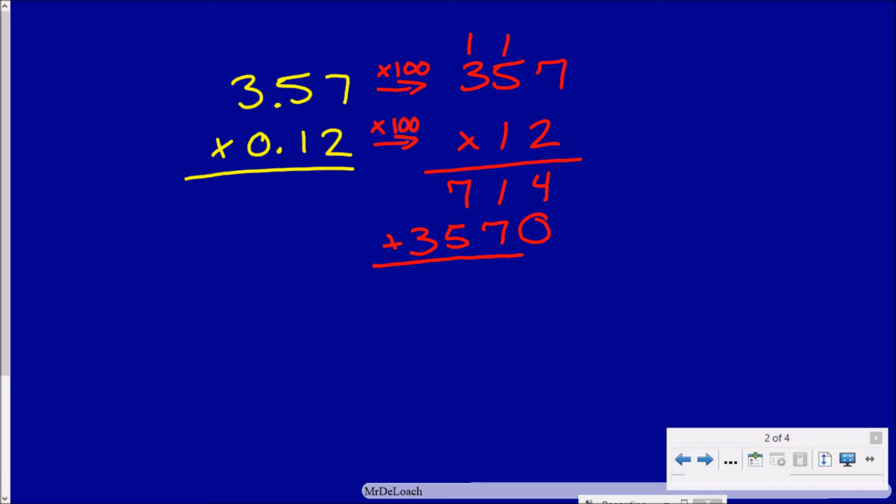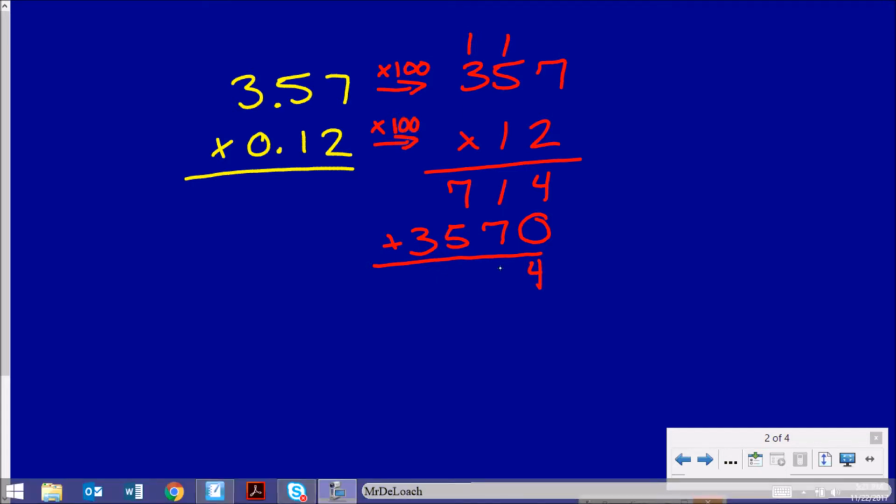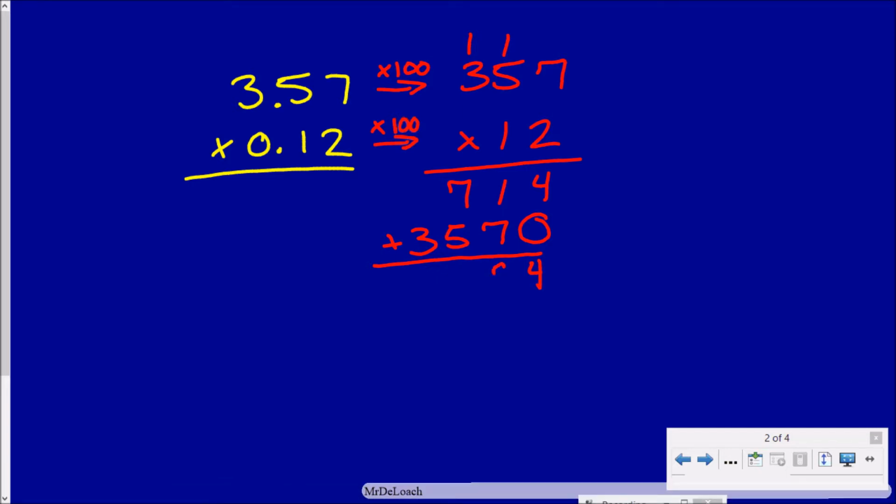So we're going to find the sum of those two partial products. We have 4 plus 0, which is 4. 1 plus 7, which is 8. 7 plus 5, which is 12, carry your 1. And then 1 plus 3, which is 4. So it looks like our answer should be 4,284.